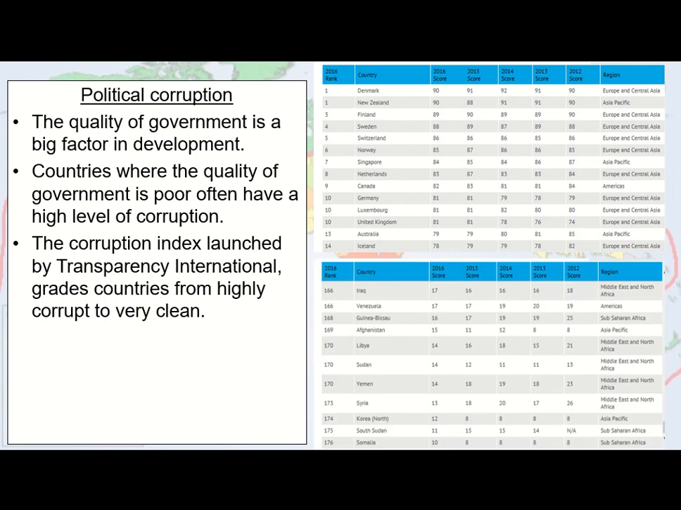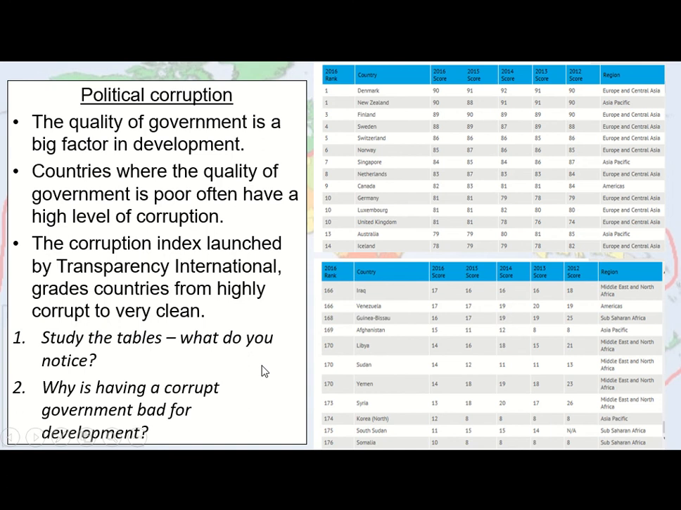The bottom countries, again, you can have a look at where they come from. It tells you the regions on the right there. Europe is not a very corrupt continent, whereas the Middle East, North Africa and Sub-Saharan Africa are far more corrupt than maybe other places. These are the rankings they get. The worse the rank, the more the corruption. So again, a couple of activities for you to do. Please pause the screen, try and answer those 2 questions, and when you're ready, unpause the screen.